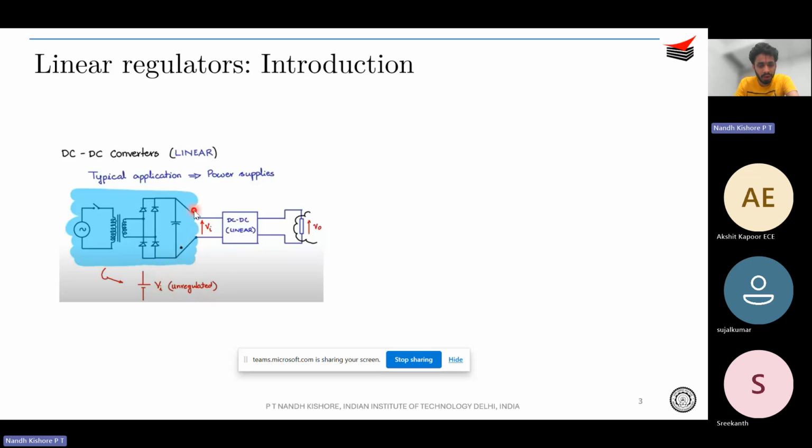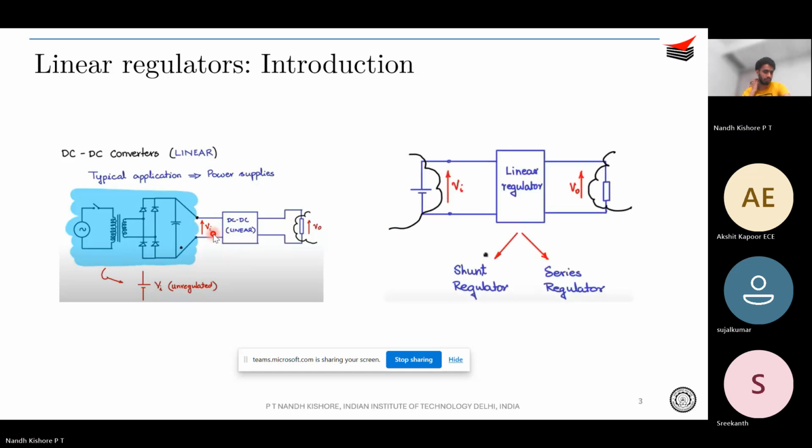What we want is a V naught regulated value, and this value may change. Let's say you have a 15-volt input. I would want an 8-volt, 10-volt or 12-volt output, depending on my application. This is where my DC-DC linear regulator comes into play. With this as the background, you went through different types of linear regulators, that is the shunt and the series regulator.